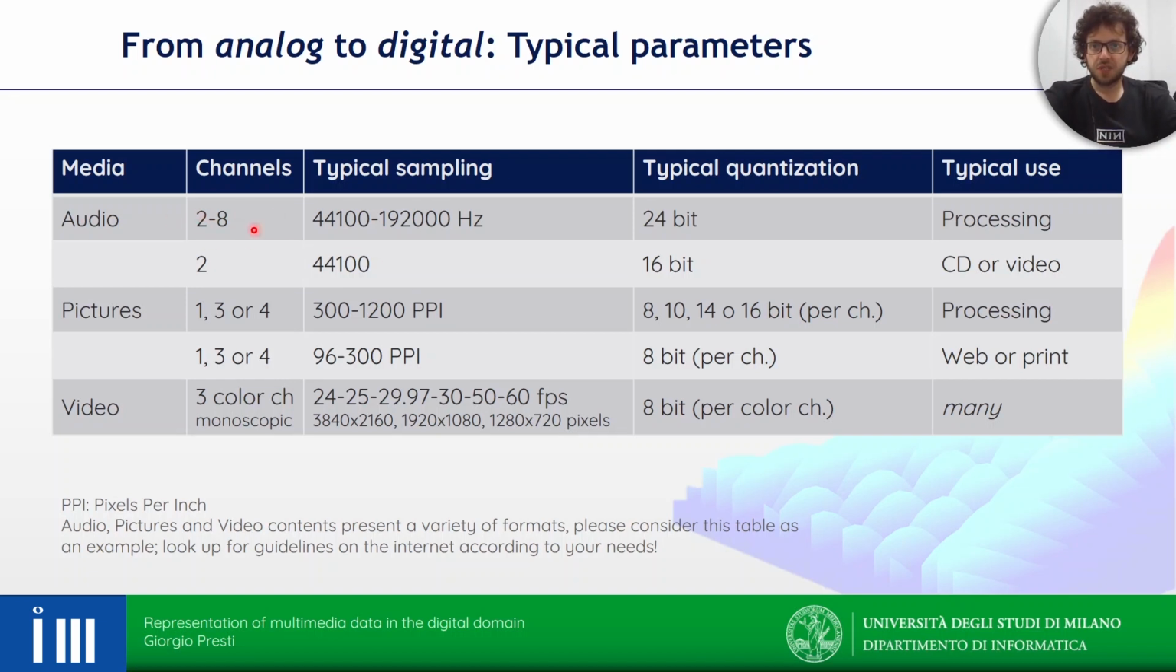For example, we use from 2 to 8 channels at these sampling frequencies and this quantization resolution for processing audio, to work with audio while we produce our content. And then when we distribute our audio, we can fall down to 2 channels at 44.1 kilohertz at 16 bits for producing, for example, a CD or a video. For pictures, we usually use 3 color channels at 300 pixels per inch with 8 bits of quantization per color channel. And for video, there are plenty of formats. You can pick the one that better fits your needs.